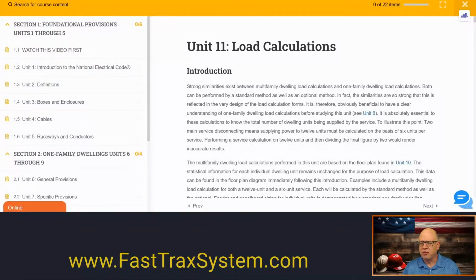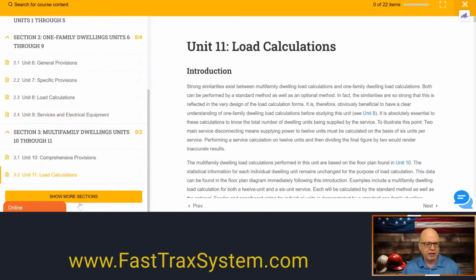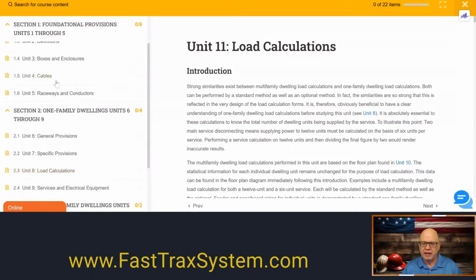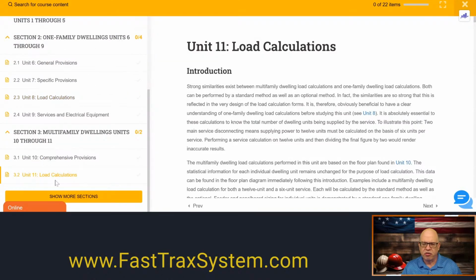Okay. All right. So this is Unit 11. And of course, over here on the left, you see all of your units. You click show more anytime you want to open up more. But again, there's Unit 8. There's Unit 11. There's Unit 10, which talks about the different provisions that you're going to use in Unit 11 and so forth. There's 19 units in it. But by far, the toughest units out there are 8, 11, and 13.